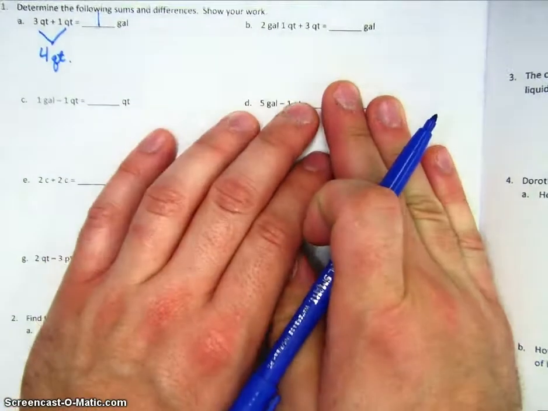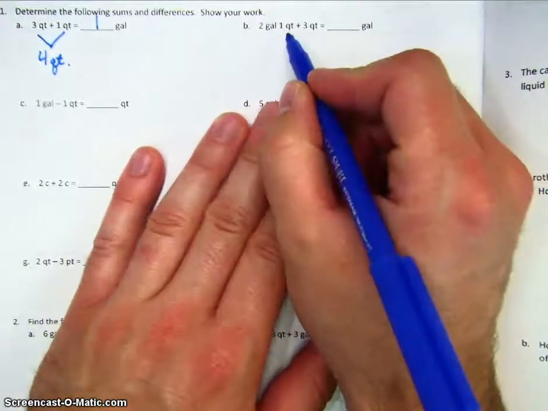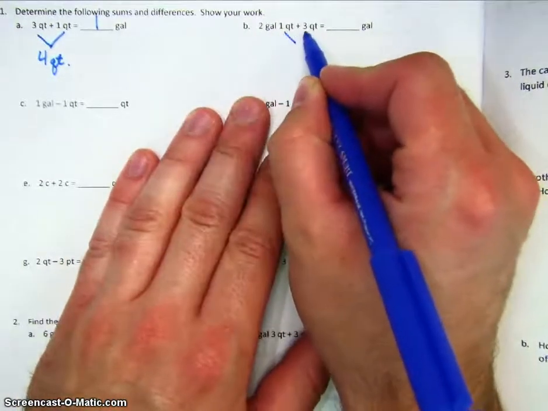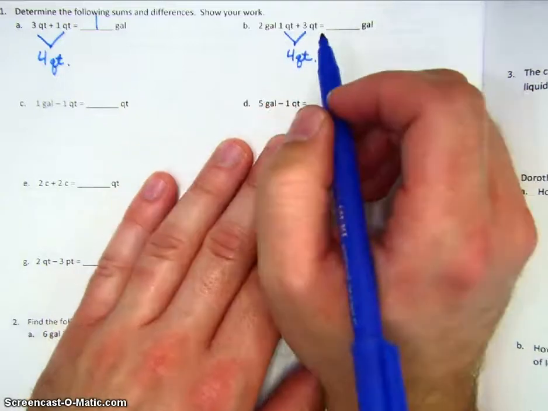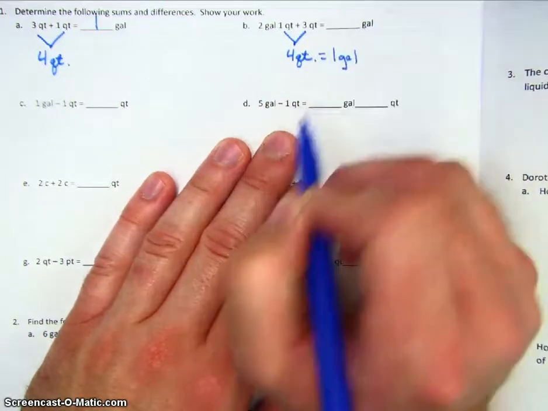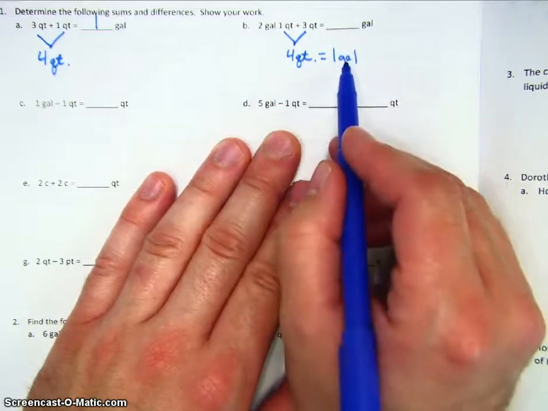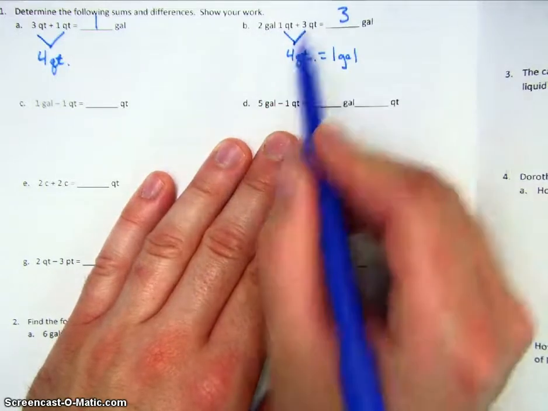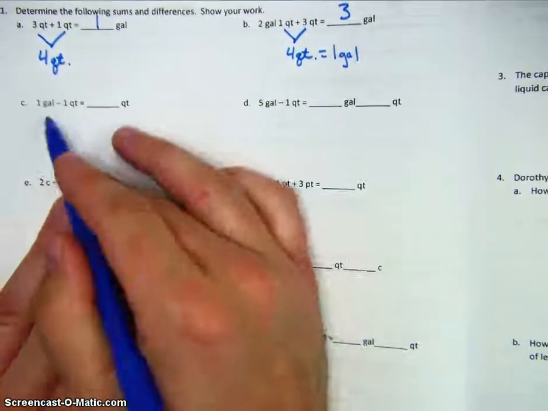Now for letter B, we see that we have 2 gallons and 1 quart plus 3 quarts. So what we're going to do is add the quarts, and we see that we have 4 quarts. Okay. Now we know that 4 quarts equals 1 gallon. So now our final answer, we have 2 gallons plus this 1 gallon, so we have a total of 3 gallons.